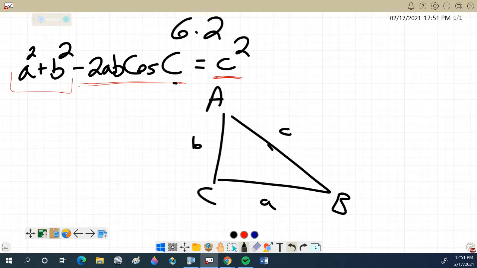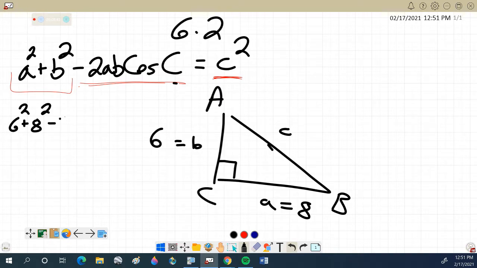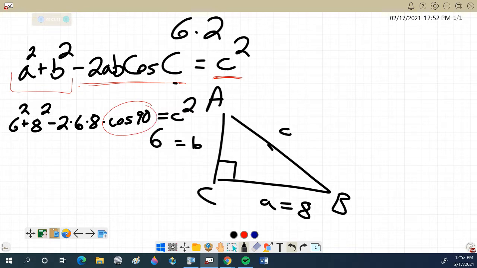It looks a lot like the Pythagorean theorem, right? Well, it turns out the Pythagorean theorem is a subset of the law of cosines. So if this is a right angle, and I told you that B was 6, and A was 8, let's plug everything in the formula and see what happens. We get 6 squared plus 8 squared minus 2 times 6 times 8 times the cosine of 90 equals c squared. But what is the cosine of 90?